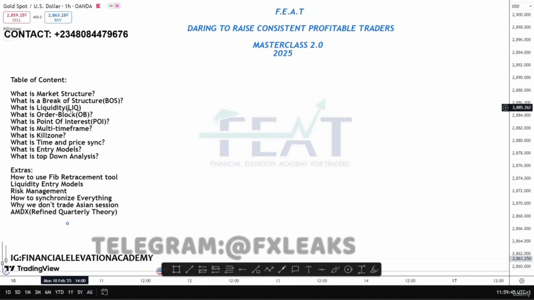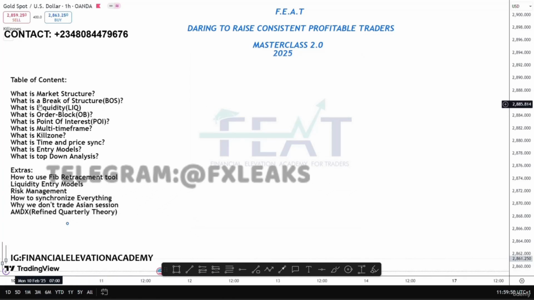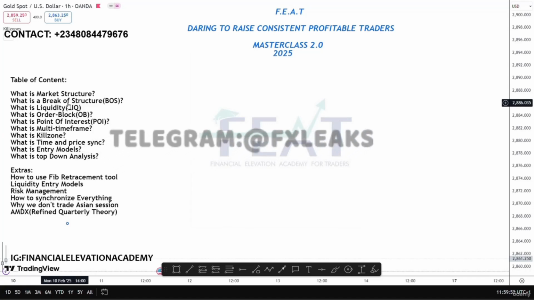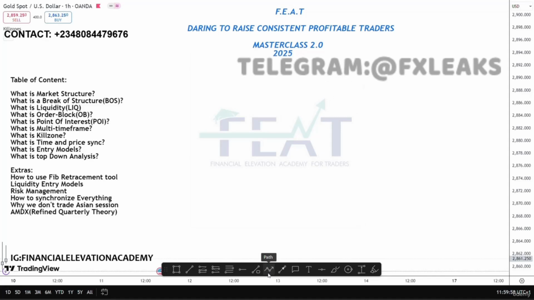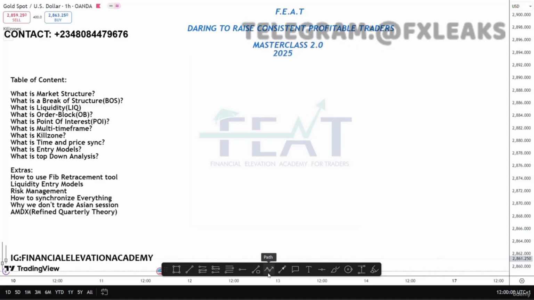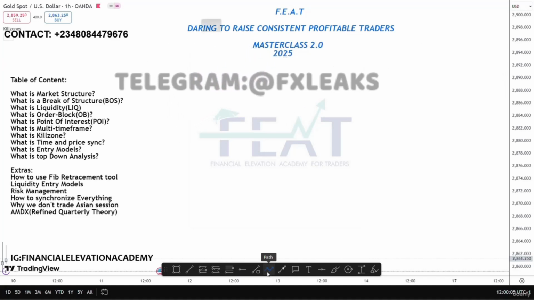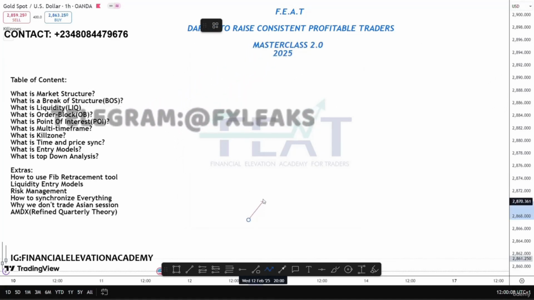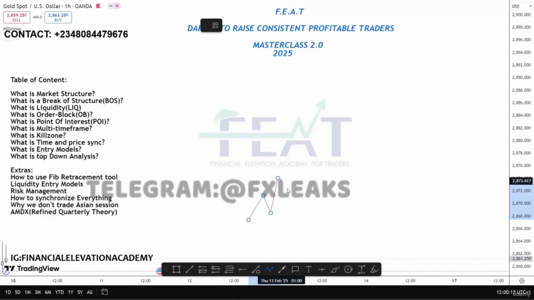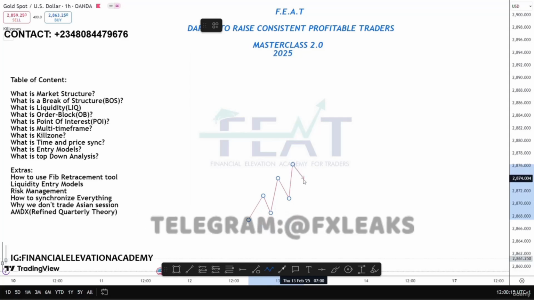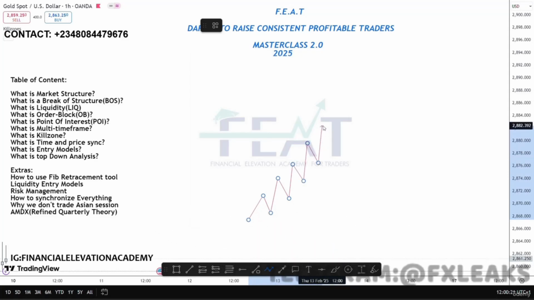Alright, so that being said, we're going to treat the first topic. What is market structure? Alright, so what is market structure? Market structure, it's just the basic movement of the market, and here we have the market goes up, or the market moves in two directions. It's either it's buying or it's selling. So this is a bullish market structure right now.